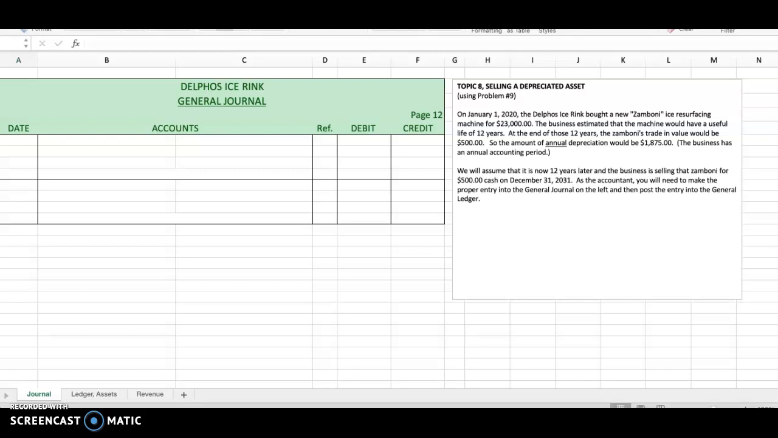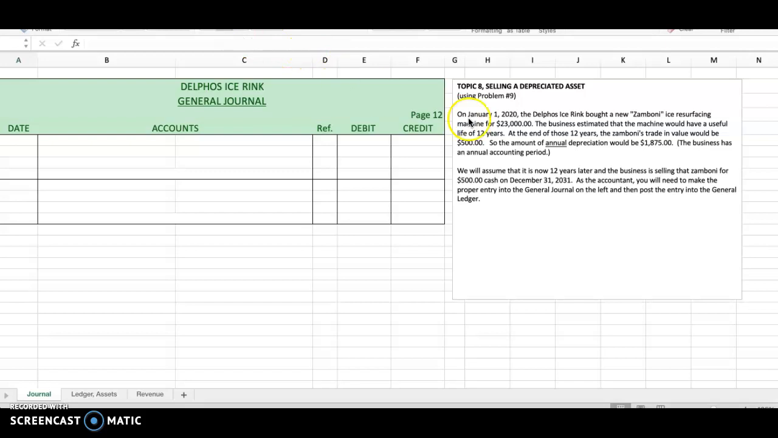We're going to take that a bit further today, and we're going to look at what happens at the end of the life cycle of an asset and look at what happens when we sell or trade in an asset. We're going to look at one of the two that we looked at last week, the Zamboni. This is an ice resurfacing machine.